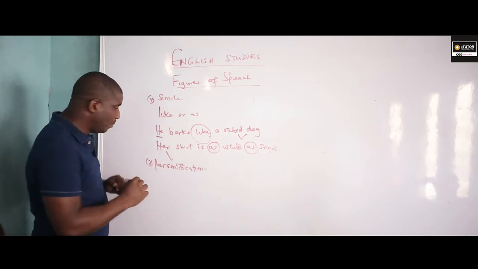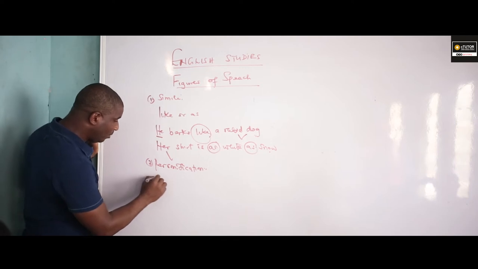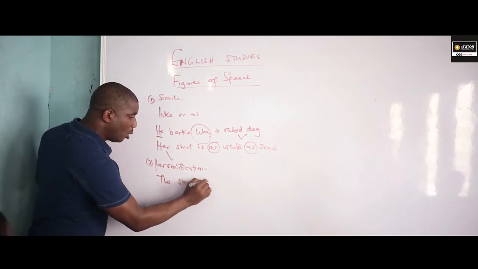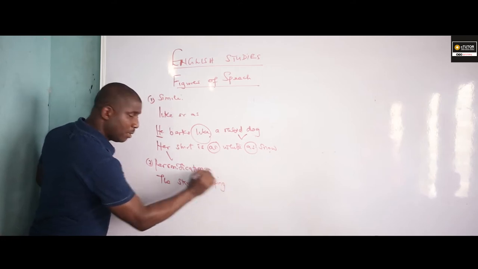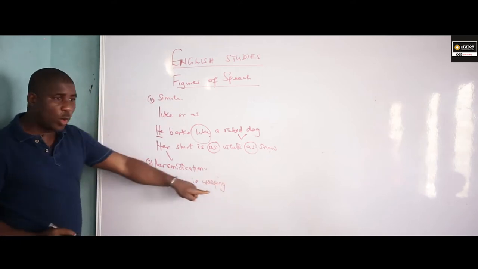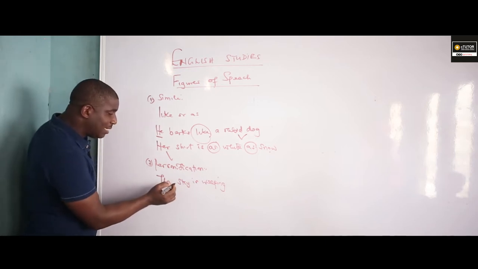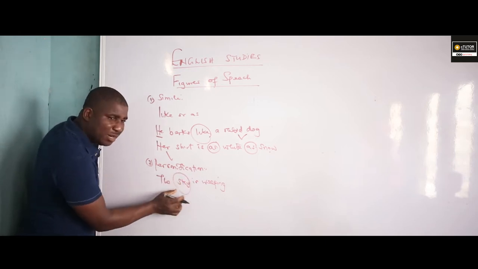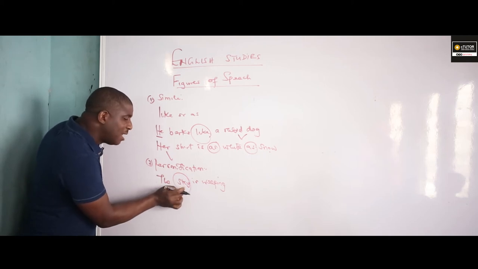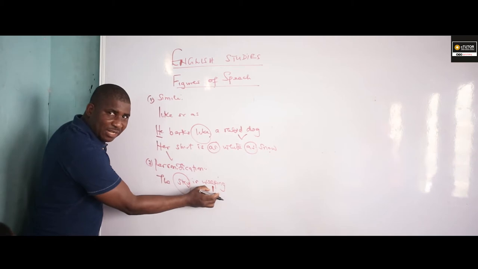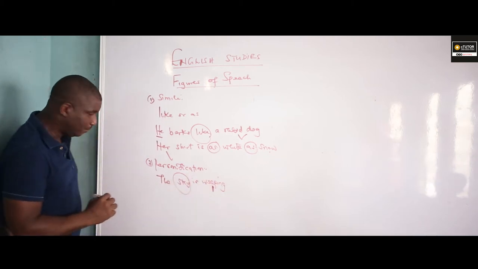Now, example: the sky is weeping. In this example, you would discover that sky is being personified. Sky is given the attributes of what? Of a living thing. The sky is weeping.